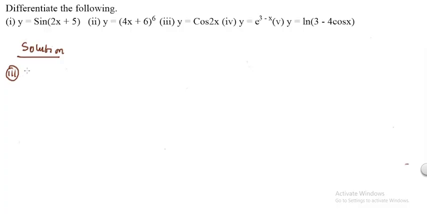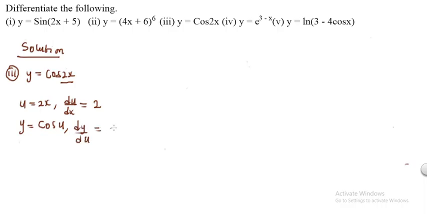The third question tells us to differentiate y is equal to cos 2x. So like we do normally, we try to look for the function inside the function. The function inside the function here is 2x. So we say u is equal to 2x. That means that we write y now as equal to cos u. Since we know that in our chain we will need du dx and dy du, we can as well find them from here. So if we differentiate, du dx is equal to 2. If we differentiate cos u, dy du is equal to minus sin u.